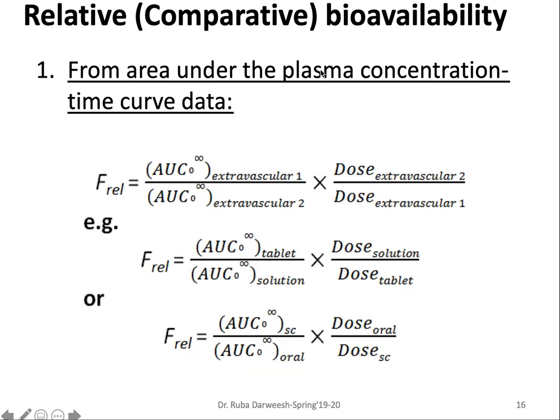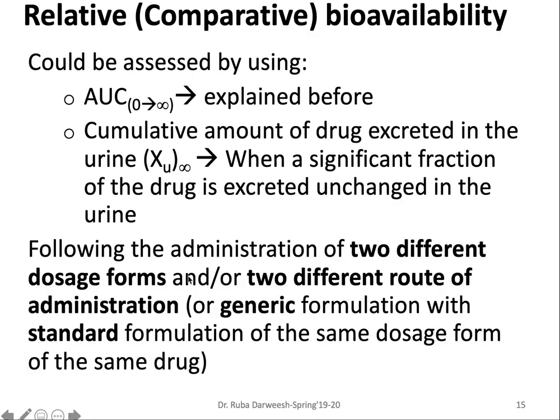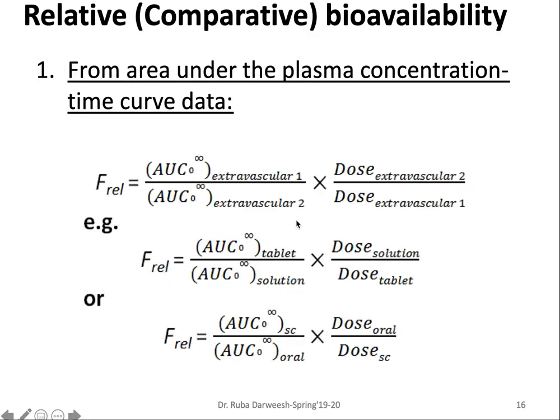Okay, using the plasma data, similar to what I mentioned, we are using area under the curve, but the idea is I'm not talking about in reference to IV. No, now we are using different, as it's mentioned here, different dosage form or route of administration. So we are talking about this different dosage form here, the same drug with different dosage form, different route of administration as it's here.